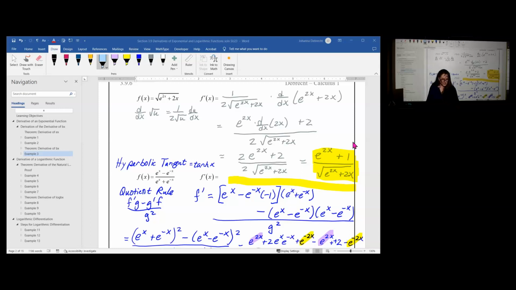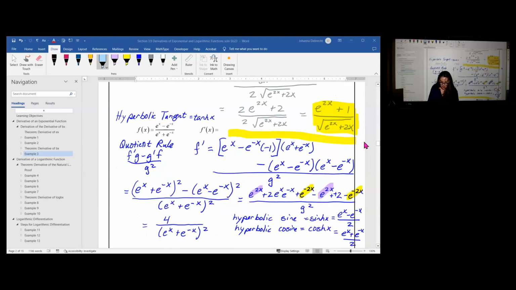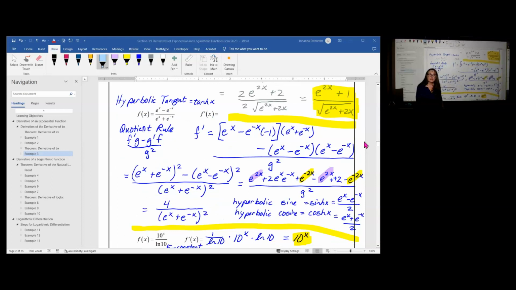The next one is an interesting function. This one actually has a name. It's called the hyperbolic tangent function. It's not actually a trig function at all.